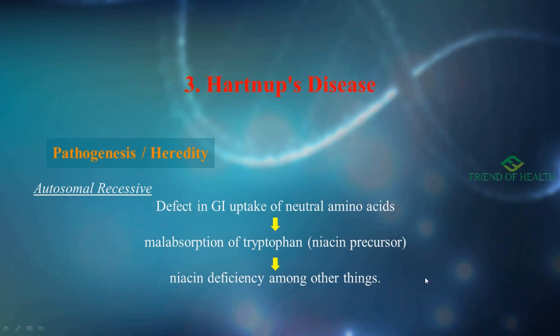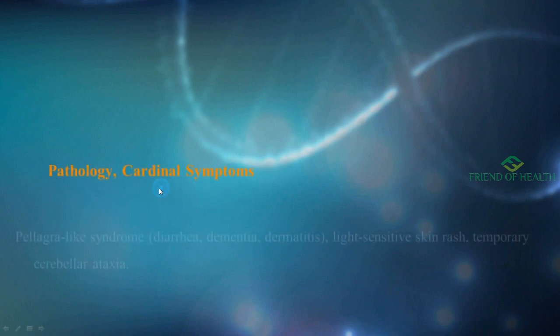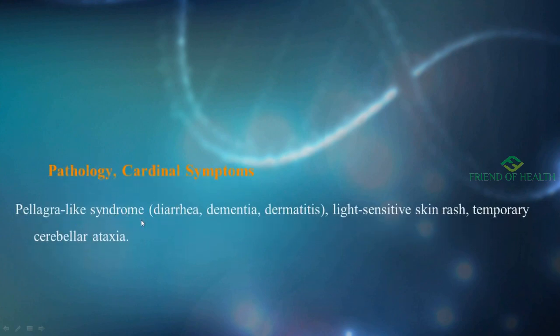So the presentation will be like a niacin deficiency presentation. The cardinal symptoms of Hartnup's disease are a pellagra-like syndrome: diarrhea, dementia, dermatitis. You should know that the presentation of pellagra is diarrhea, dementia, and dermatitis, and Hartnup's disease also shows this pellagra-like presentation. There is also a light sensitive skin rash and temporary cerebellar ataxia. These are very important points about Hartnup's disease.